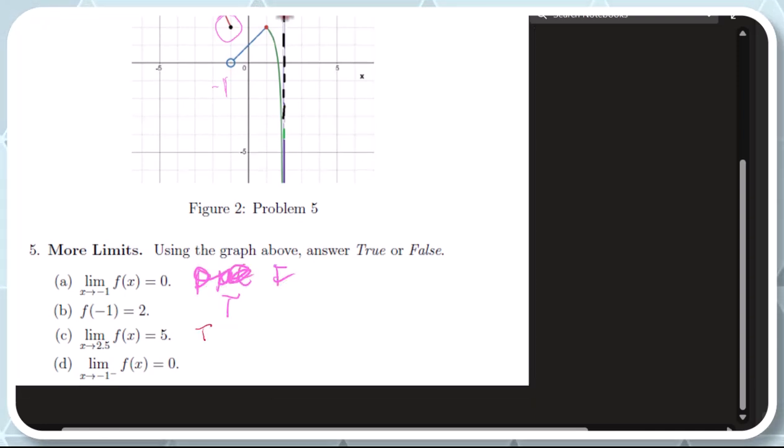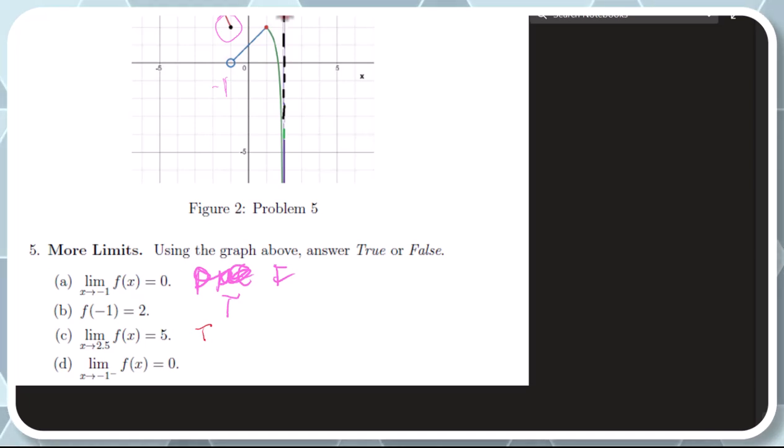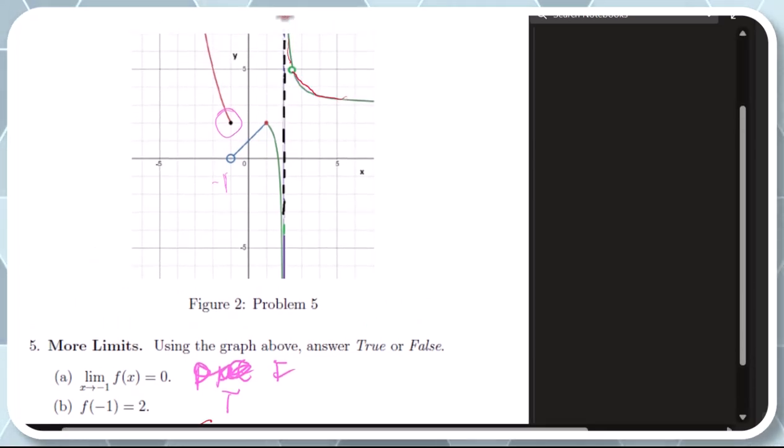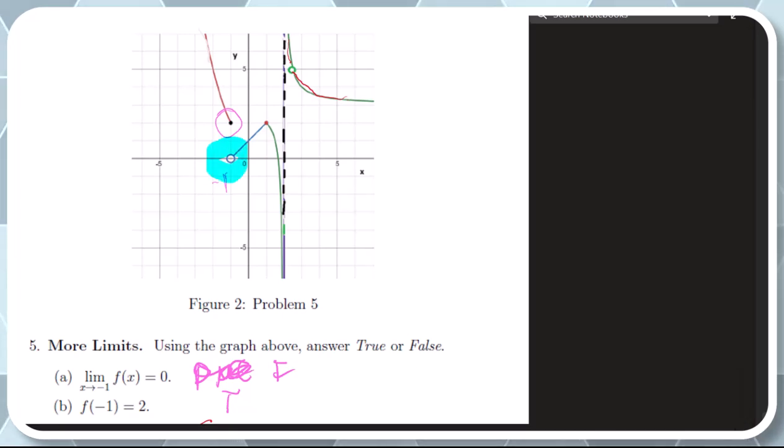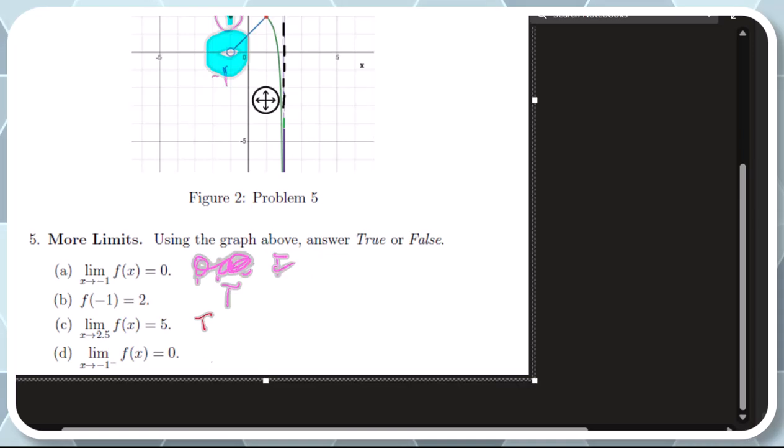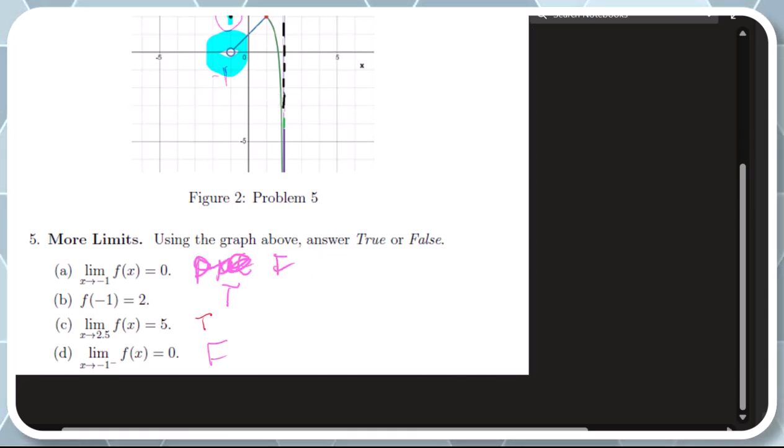The limit as x approaches -1 from the left is 0. No. As we approach -1 from the left, we travel along the curve going from the left until we get to -1. What's the y value there? It's 2. It is not 0. So this is false. So false, true, true, false.